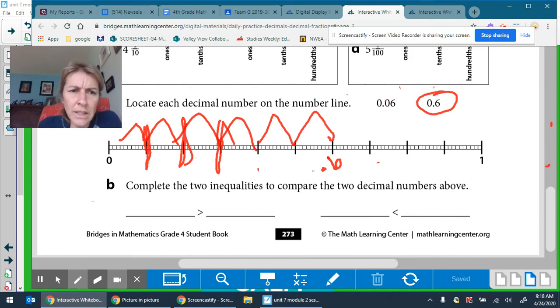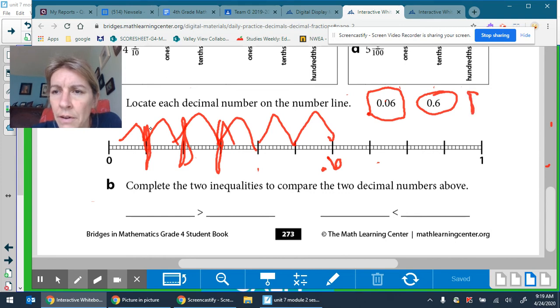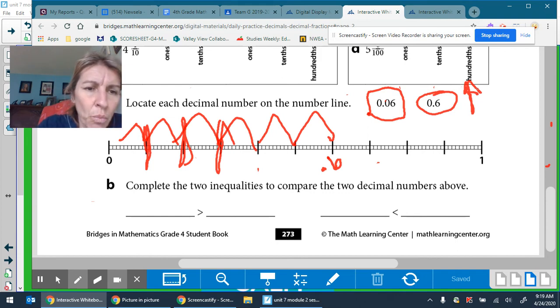Okay, but this other one, this one right here, we read it 0.06. It's not 6 tenths. It's not 60 hundredths. You read it, that 6 falls into the hundredths place. If you even look right above here. So you would just read it 6 hundredths. That means it's not even 10 out of 100. It's not even one of these jumps here.